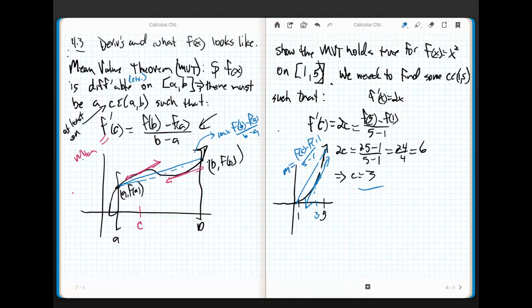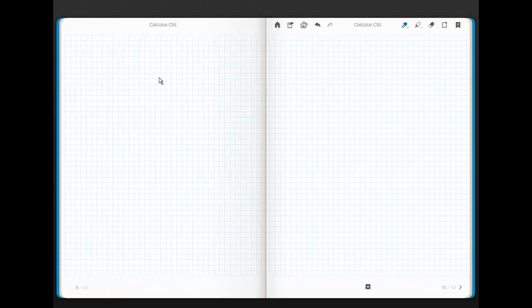We satisfied it. Nothing to it. So what's the moral of the story? When you're dealing with mean value theorem, take the derivative. It's the first thing you're going to do. Plug c into it, find the slope of the secant line, and then solve for the value of c that makes the derivative at c and the secant line equal. Done. Really, really simple. Okay? All right, let's move on.